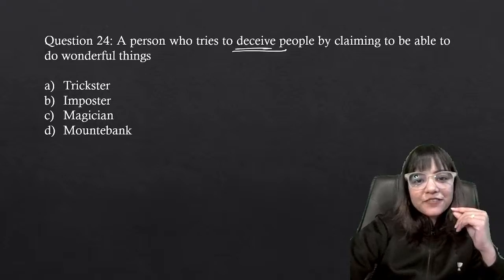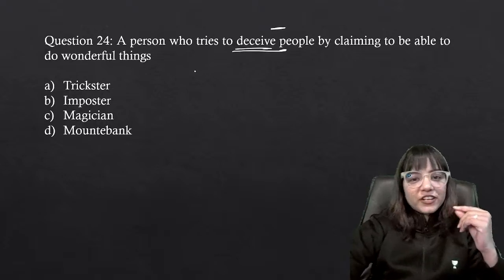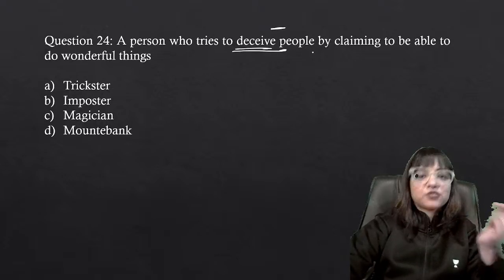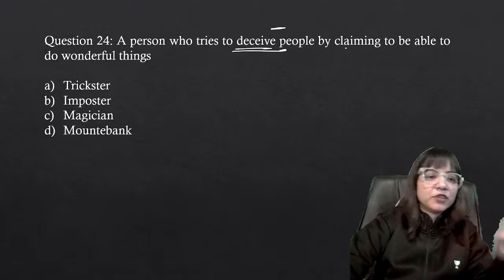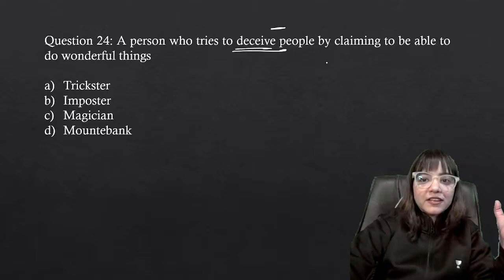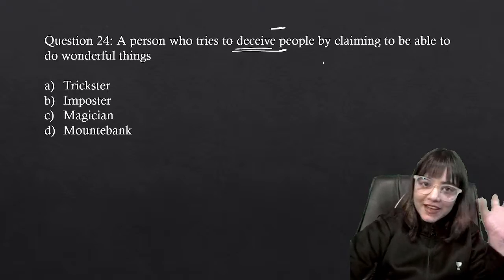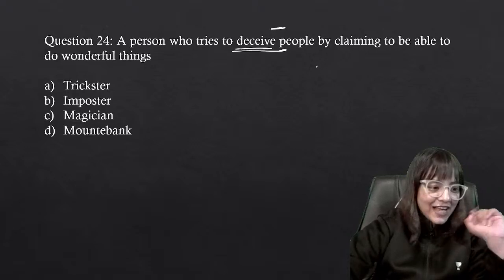देखो यहाँ पर deceive, deceive is a negative connotation word, ठीक है. A person who tries to deceive people by claiming to be able to do wonderful things, okay. क्या claim करते हैं कि हम आपके लिए चमत्कार कर देंगे, ओके. हम पे भरोसा करो.